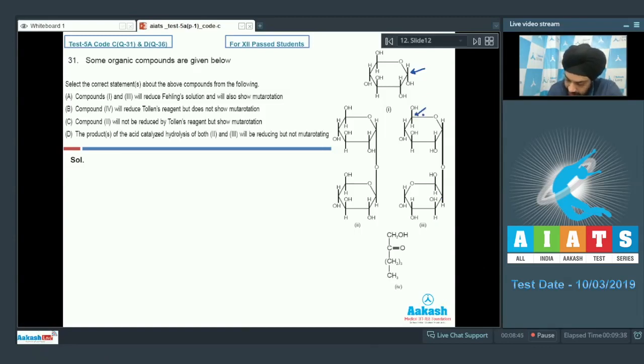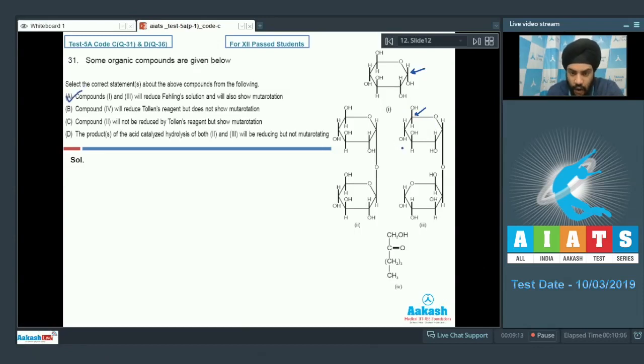This bond is a hemiacetal and this will also be opened in the presence of basic medium and this will be reducing in nature. And it will also show mutarotation as generally all reducing sugars are also mutarotating. So students, if we talk about the statement A, that statement is correct. Let us look at the statement B now.